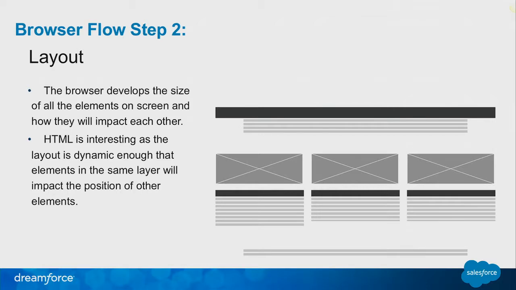So then we have our layout step. This is what happens after we've parsed everything. This is when the browser develops specifically the size of the elements on the screen, how they'll push each other around. HTML is unique in that there's a lot of elements that you've got floats, you've got things pushing each other down below the next element. There's a lot of interaction going on here. Generally, that only happens in the same layer. And we'll get into that a little bit later when we talk about maybe some elements should be on one layer and some elements should be on another layer.